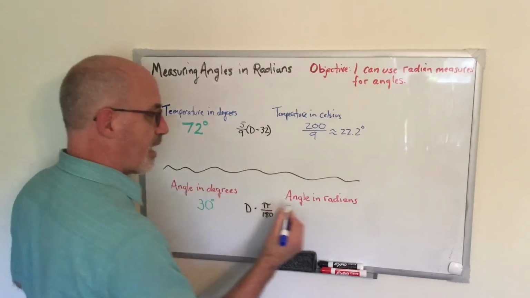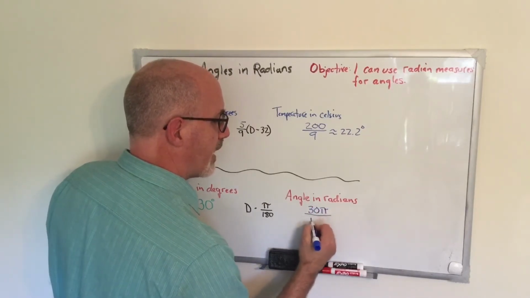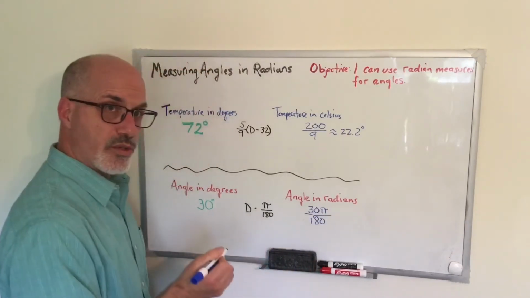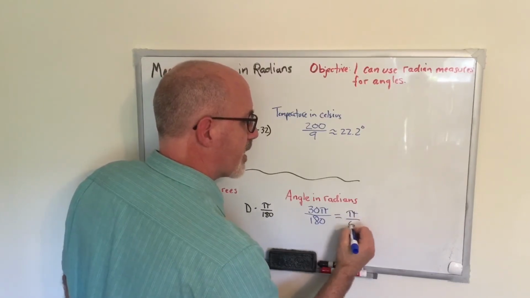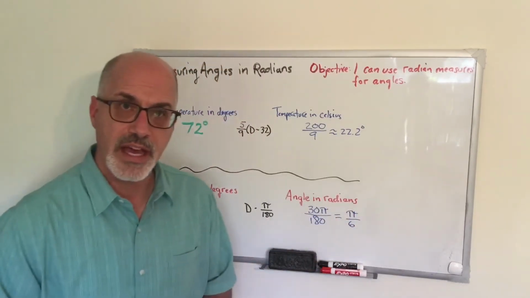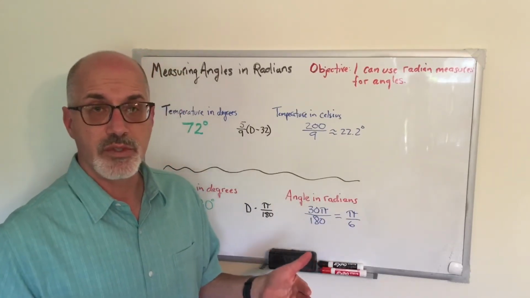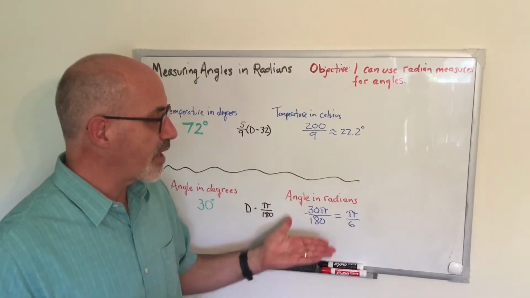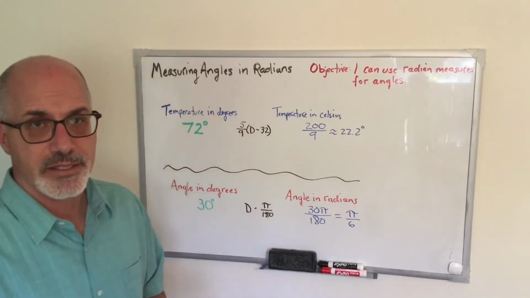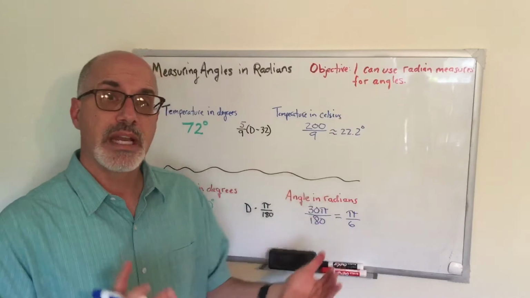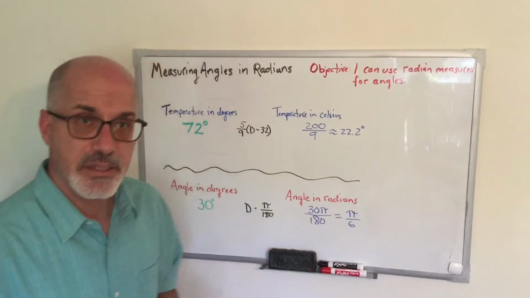If we take 30 times pi over 180, we get 30 pi over 180. When we reduce that, we get pi over 6. That's the exact value of that angle, 30 degrees, in radians. We could convert that into a decimal using a calculator, but it's very typical in trigonometry that we leave the radian measure in the exact form of pi over 6. So now let's talk about how we find radians, what that system of measure is based upon.